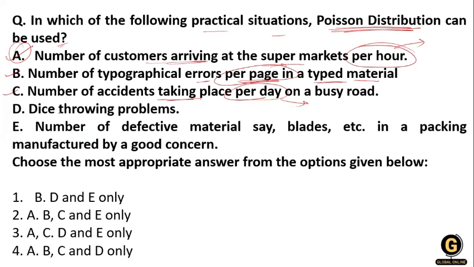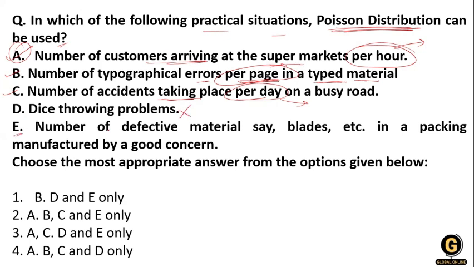Then statement D, the dice throwing problem. The dice throwing problem is not a Poisson distribution, because we can throw the dice the whole day. There is no specific limit, no specific occurrence. There is no specific time interval or time gap given in this statement. That's why this is not a Poisson distribution.